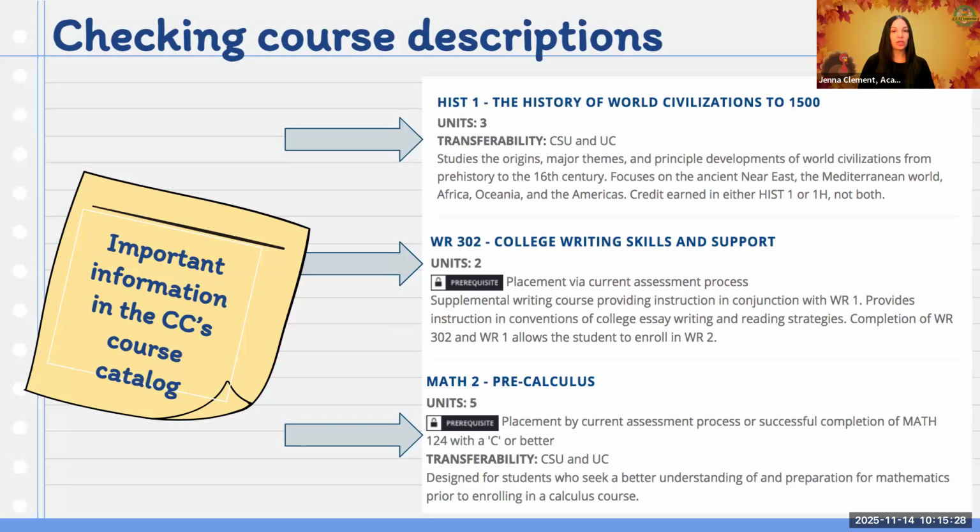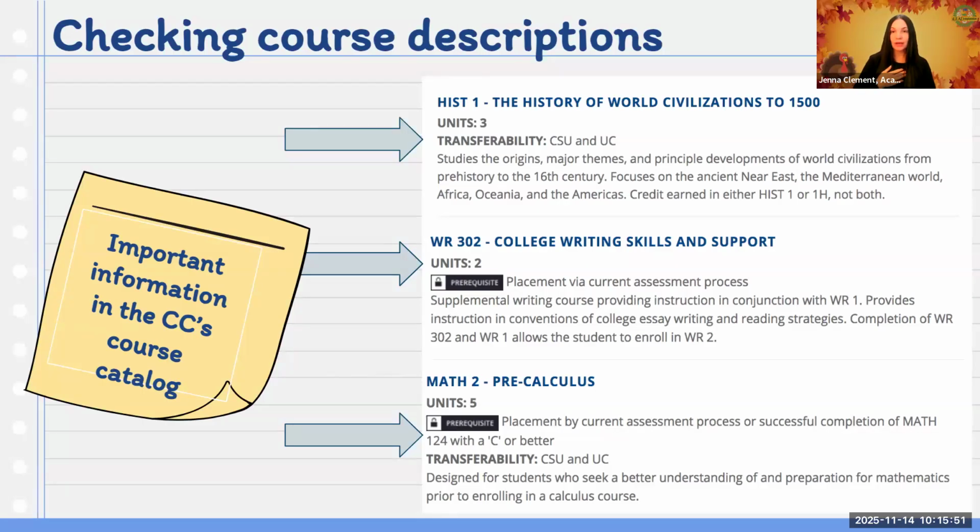Something I forgot to mention in the first course description, if we go back up to history, the very last sentence says credits earned in either Hist 1 or 1H, not both. So what that means is this college is offering this class as a History 1 class, also a History 1 honors class. They are the same class. A student cannot earn 6 credits if they were to take both. They can only earn credits in one.